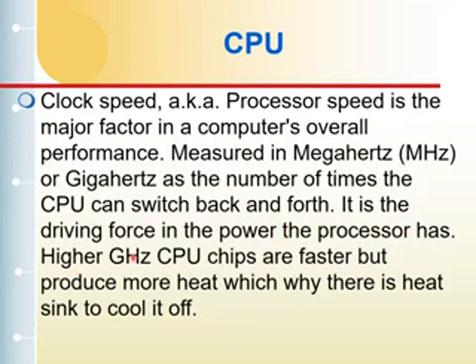The higher the gigahertz, the faster it is. But the problem with this is the faster it is, the more heat it produces. And this is the reason why they need a heat sink to cool it off. So if your computer has a bigger and faster CPU, it means it is going to perform much faster, as this is the brain.